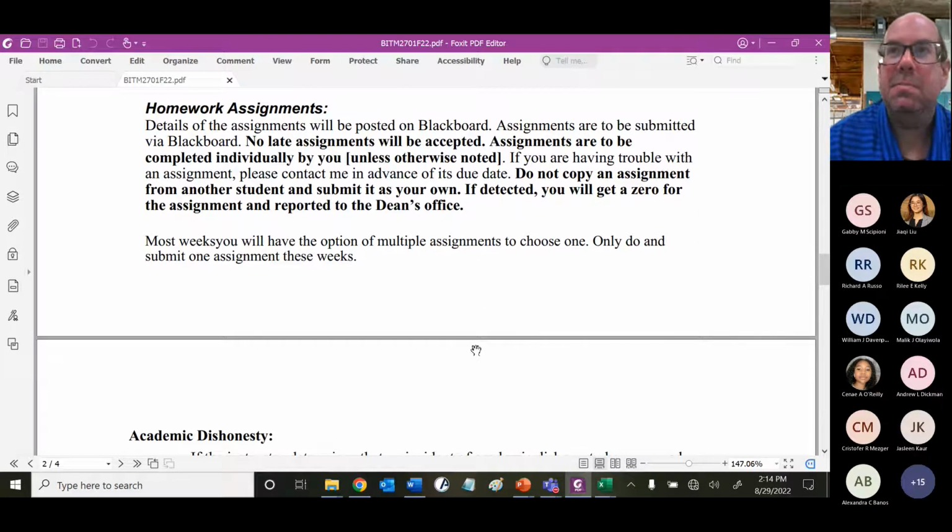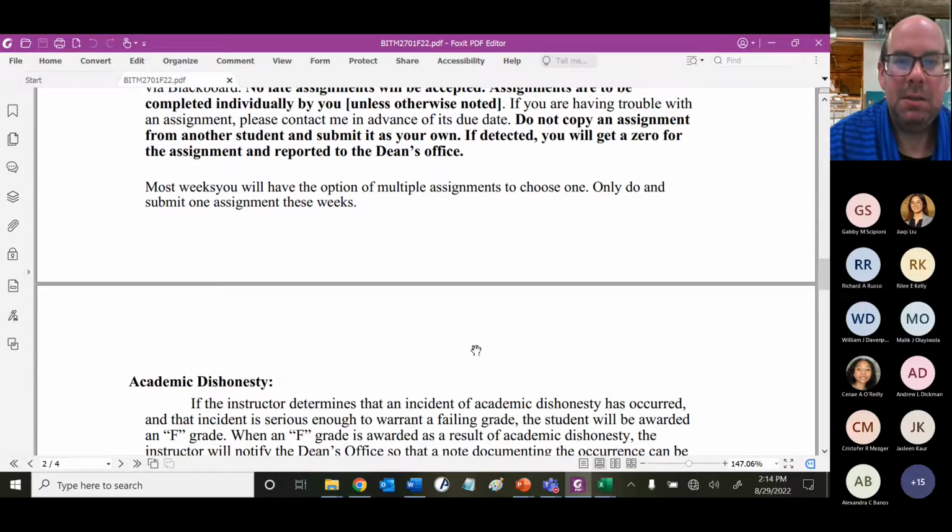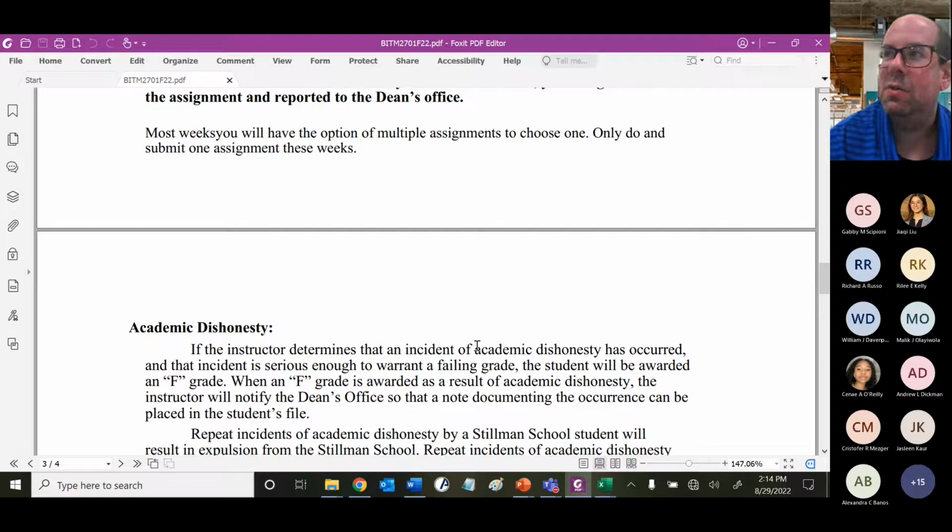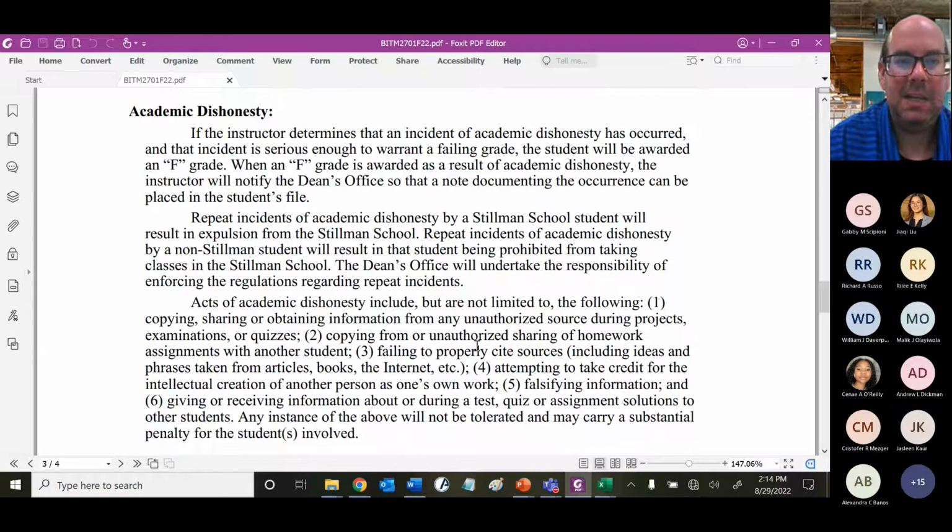All the homework assignments are posted right on Blackboard. I don't accept late assignments unless there's some kind of documentation involved. Somebody in your family passed away, you were ill and got a note from your doctor or the student health center there. They should all be done on your own. Do not copy any assignment. Most of the weeks, you'll be given an option to do one or the other, and you'll see that when we go over the work today. Academic dishonesty policy is the same as for every class you have.